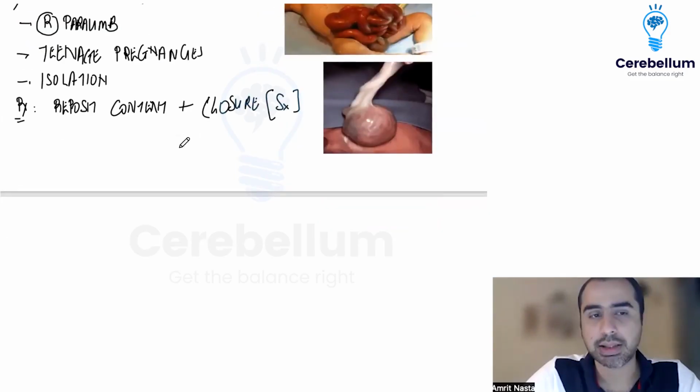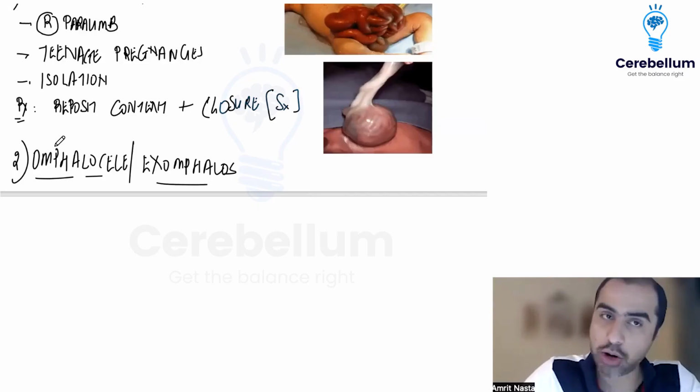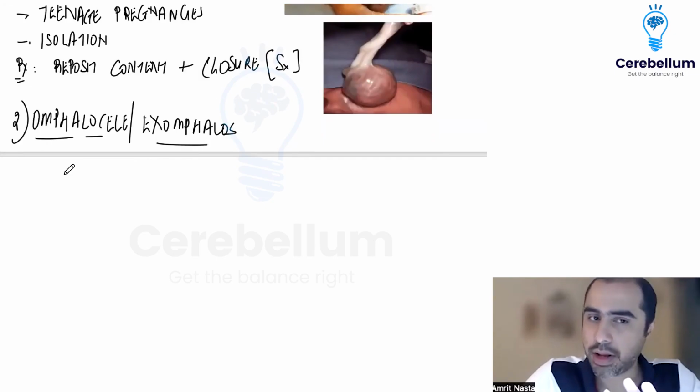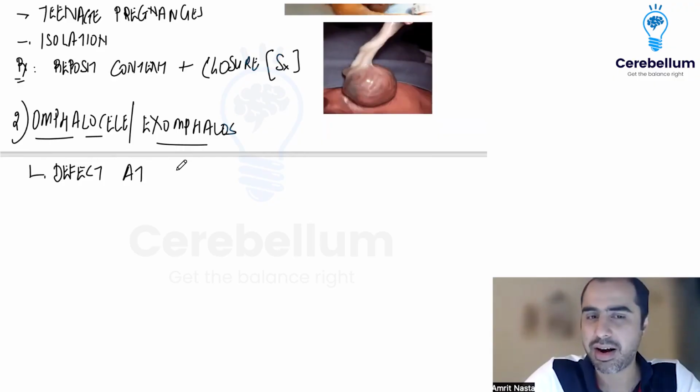The second one is this. This is called omphalocele, also called exomphalus. The name itself should tell you where the problem is. Omphalos means umbilicus. So omphalocele means hernia from the umbilicus. So here there is a defect at the umbilicus. That is the name only. It's like a hernia at the umbilicus.